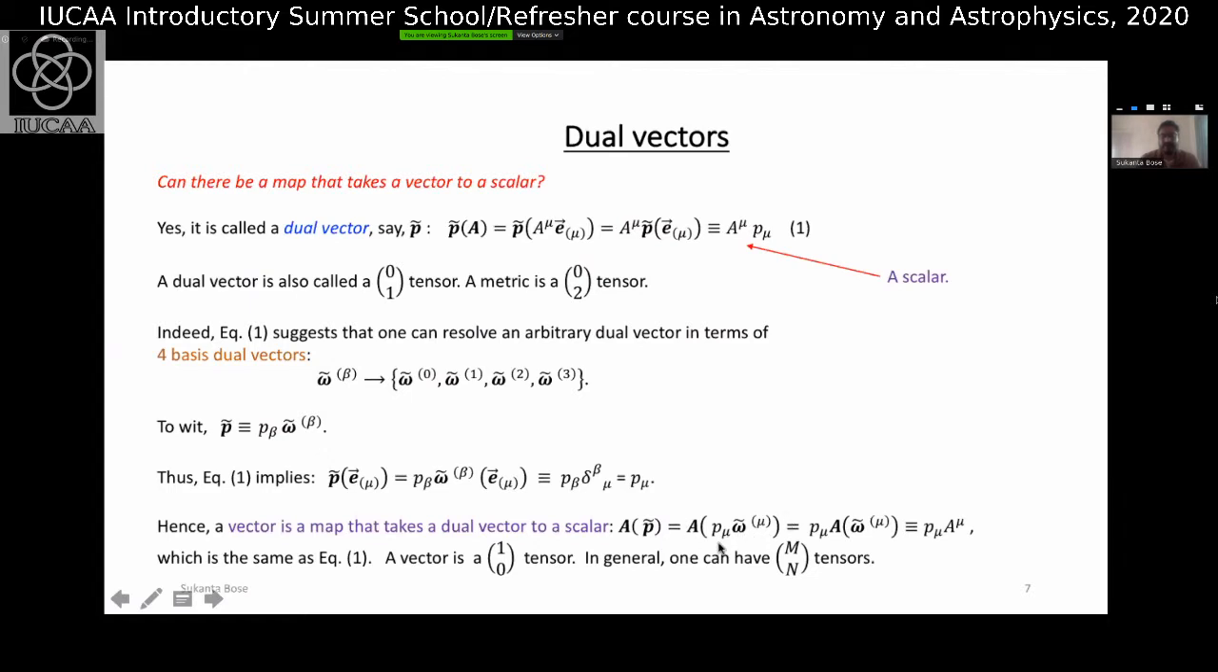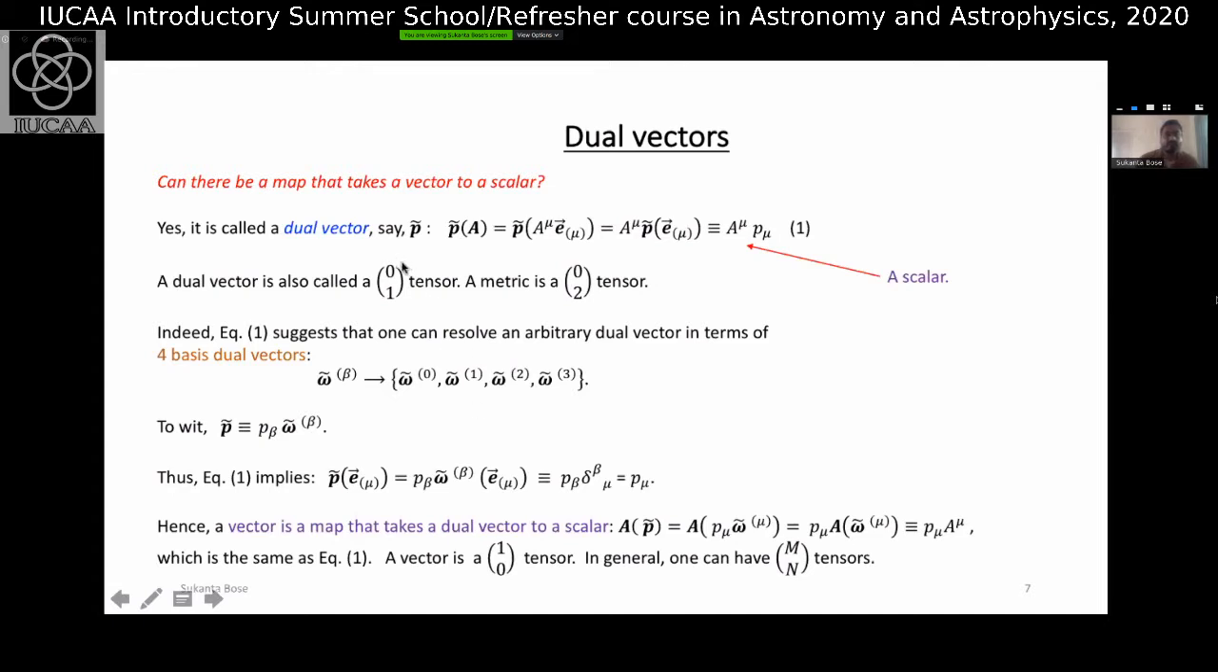So A acts on this. Once again, P mu's are numbers, so the action of A is really on the dual vectors. By symmetry, you define this as the definition of the component of A. So A acting on a basis dual vector omega tilde mu gives us, by definition, the component of A, which is A mu. And then you notice that this is the same scalar quantity as we wrote in equation 1. So this is consistent. A takes a dual vector to a scalar, and it's the same scalar as you get by acting the dual vector P on A. So in this sense, indeed, A is a 1-0 tensor. It's a 1-0 tensor because it acts on the dual vector and nothing else to take it to a scalar. So we introduced a 1-0 tensor, which is a vector.